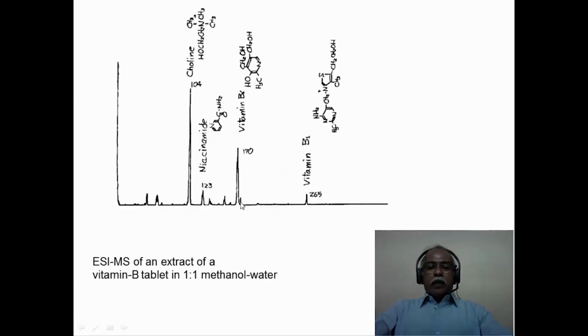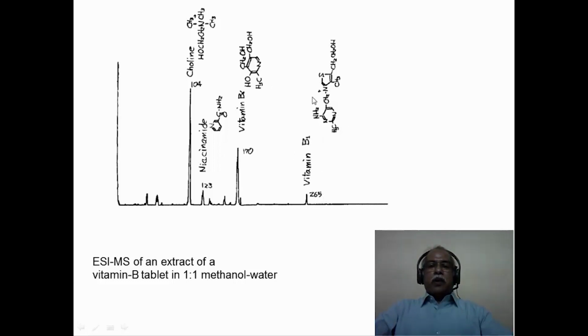Now vitamin B12 complex is a fairly complex mixture of various vitamin-containing systems, and this is analyzed by dissolving it in a 1:1 mixture of methanol and water and taking that solution into the electrospray ionization mass spectrometer. What you essentially see is choline, which has a molecular weight of 104, niacinamide, which has a molecular weight of 123, vitamin B6, which has a molecular weight of 170, and vitamin B1, which has a molecular weight of 265.